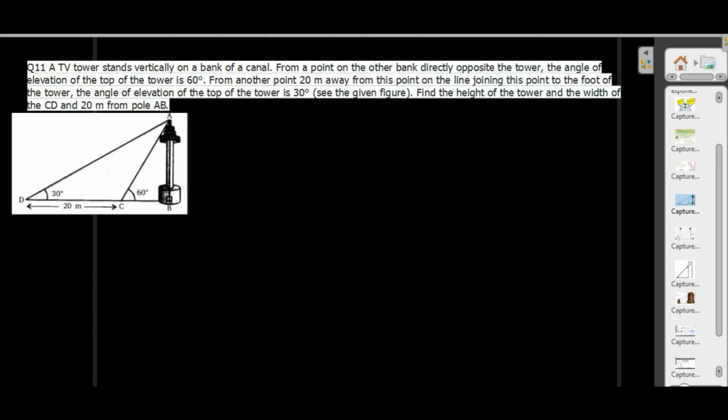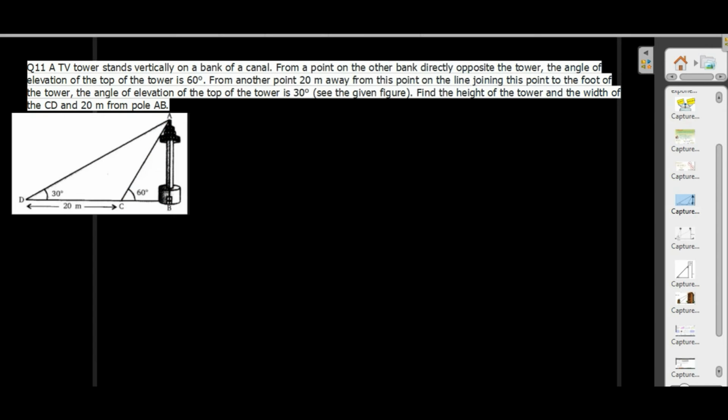See the given figure. Find the height of the tower and the width of the canal, and 20 meter from the pole AB. Okay. So now what it is saying is, you are given the figure. This is a tower, and it stands vertically on a bank of a canal. From a point on the other bank, the angle of elevation of the top of the tower is 60 degree. So this is given to you as 60 degree.